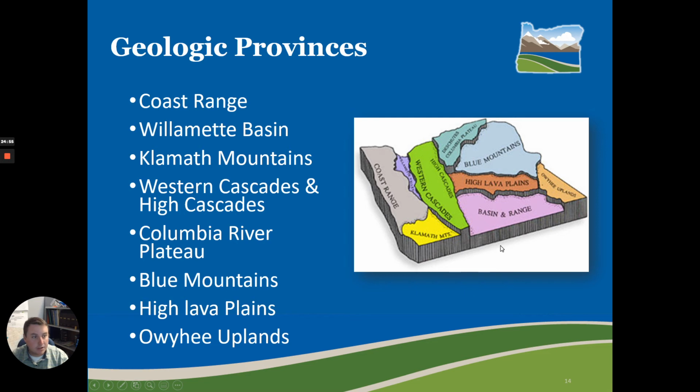The basin range, which is dominated by abrupt changes in elevation, alternating between narrow, faulted mountain chains and flat, arid valleys. And the Owyhee uplands in this form are dominated by lava beds and craters and cinder cones. So you're seeing a lot of volcanics actually across the state.